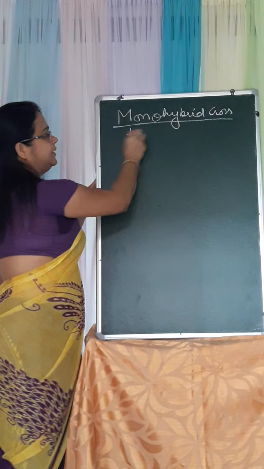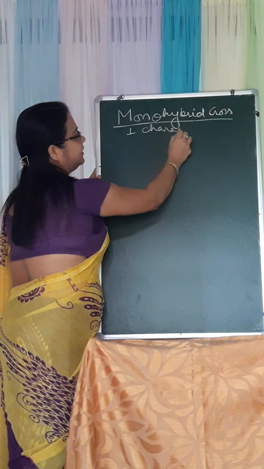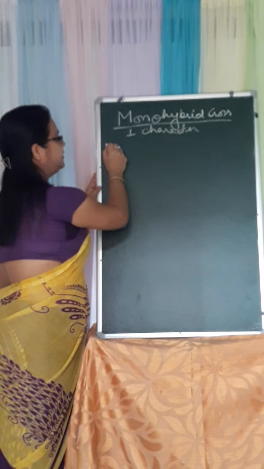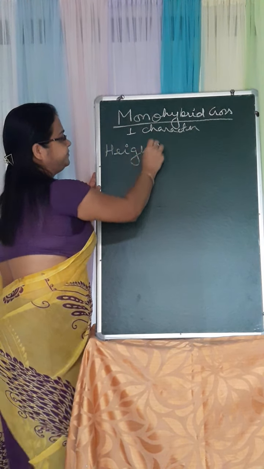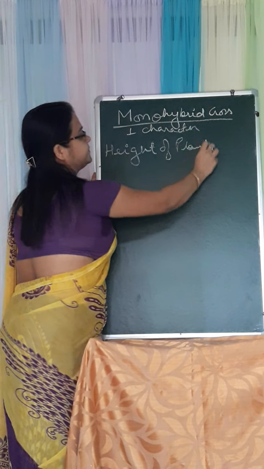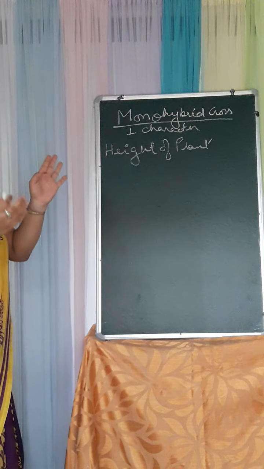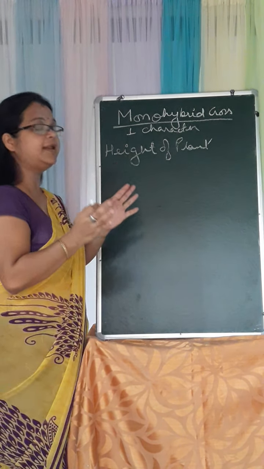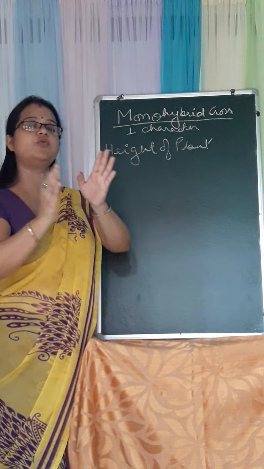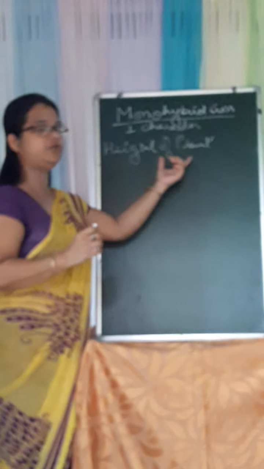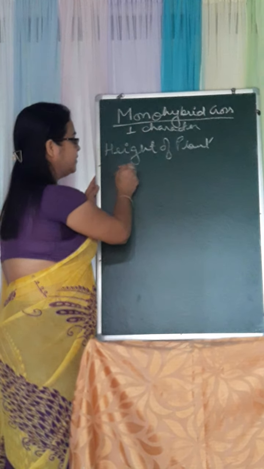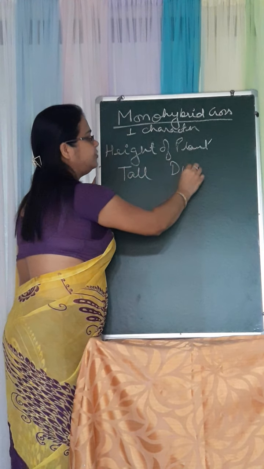So now let's begin with the monohybrid cross. What is a monohybrid cross? Mono means one, isn't it? So monohybrid cross means here one character is taken into consideration. Let us suppose we first take the character height of plant. Mendel has told that we are taking 2 contrasting characters. That means for this height of plant there are 2 contrasting characters: one is tall and one is dwarf.